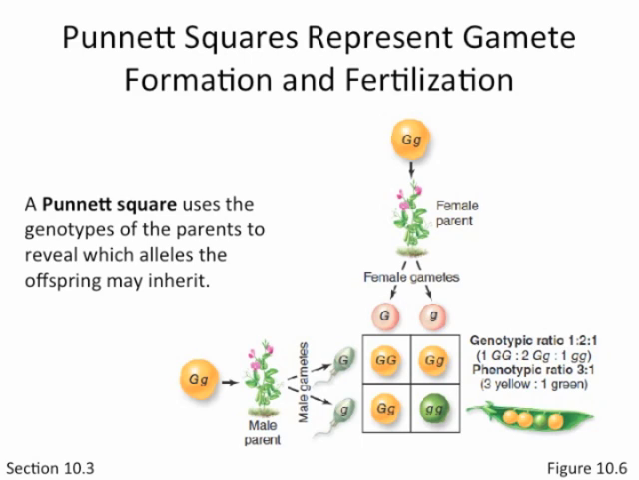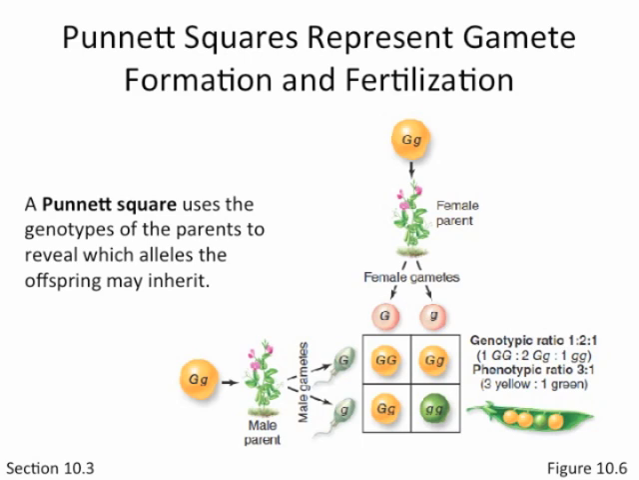So the female gametes, the egg, will either have a big G or they'll have a little g. And same with the sperm. The male was big G, little g. He's going to either pass on the big G or he's going to pass on the little g. So to figure out what the potential offspring are, we need to see what potential combinations we can get.